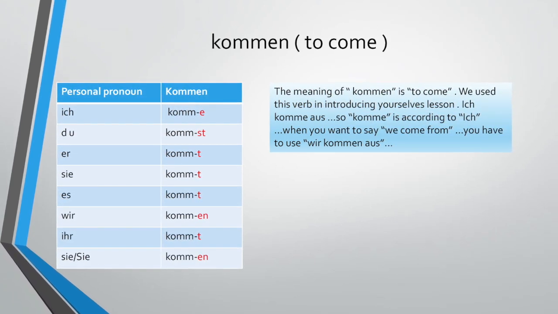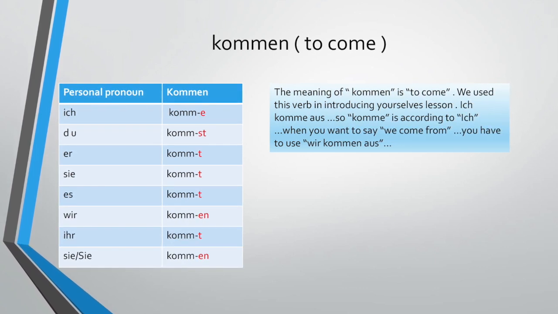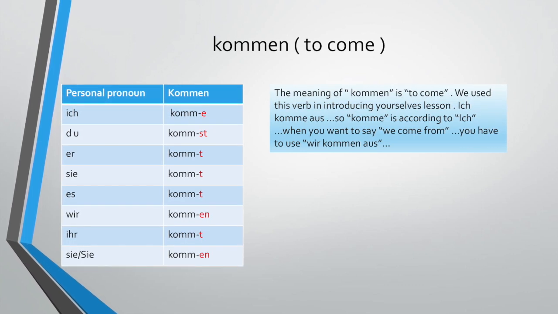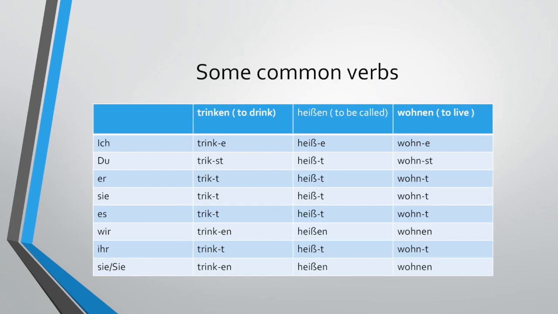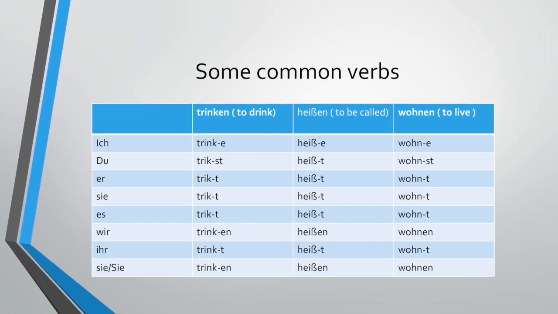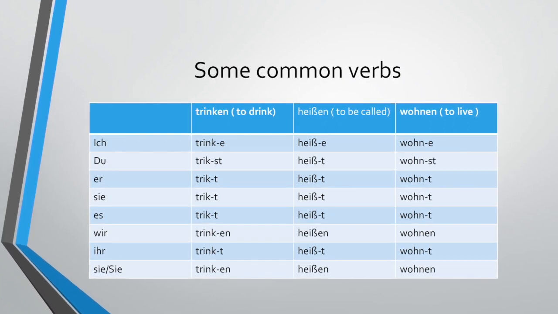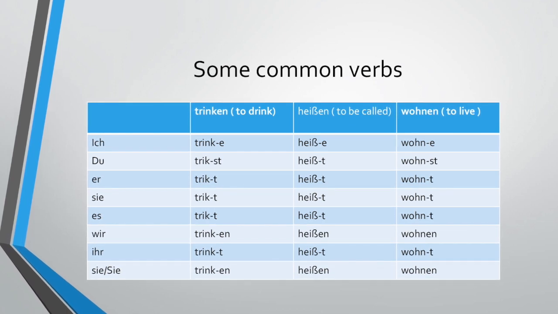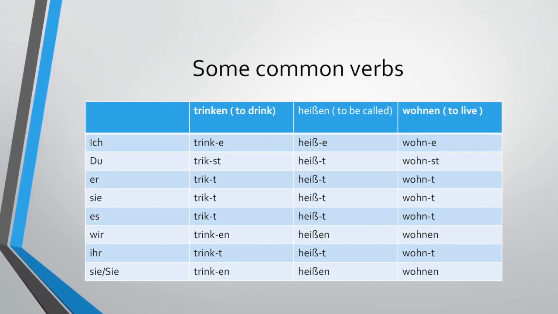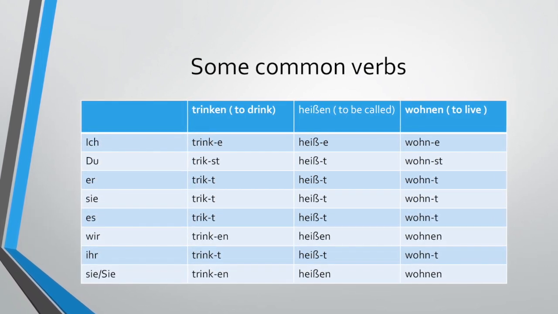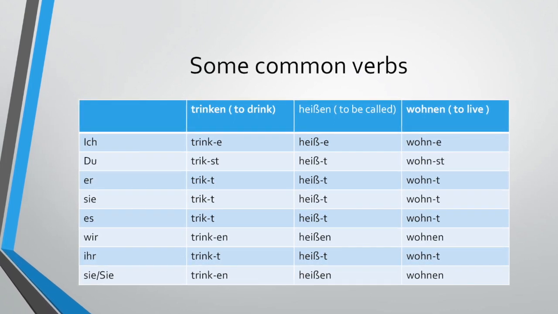So whatever verb you are using, the conjugation goes according to the personal pronoun. So there are some common verbs like trinken, heißen, wohnen. You have to do some homework. Just go to the dictionary and search a few verbs and look at the conjugations. Like in this slide, I have written ich trinke, ich heiße, ich wohne. Du trinkst, du heißt, du wohnst.